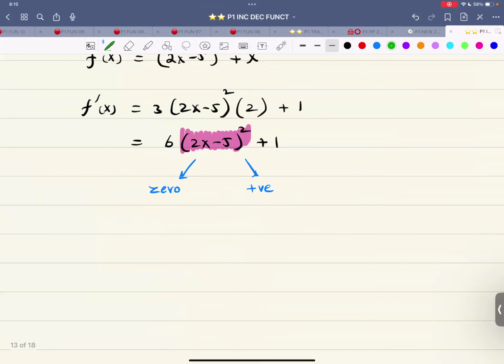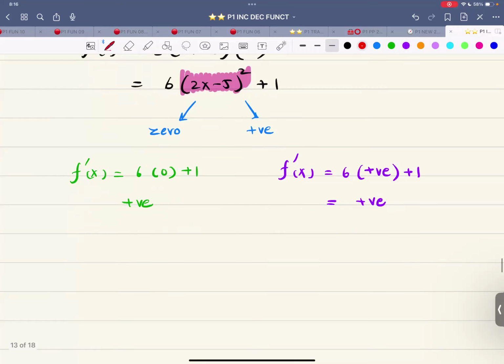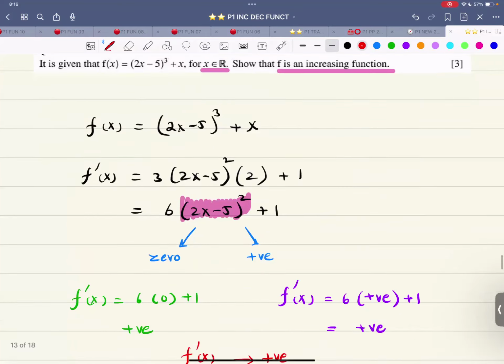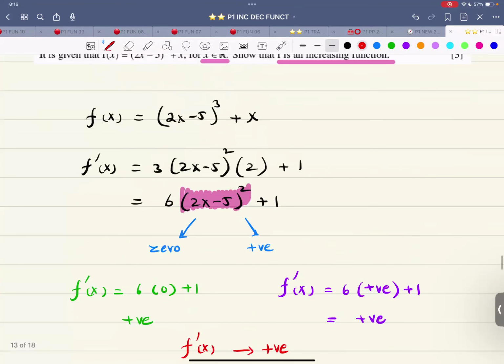That means one option is f prime x can be 6 into 0 plus 1, which is still positive. 1 is a positive number. Or f prime x is 6 into some positive value plus 1, which will still be positive. In either case, f prime x will always be positive. Therefore, the original function will always be an increasing function. All clear? So that was a nice question.